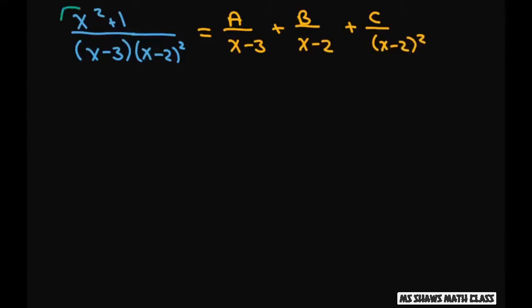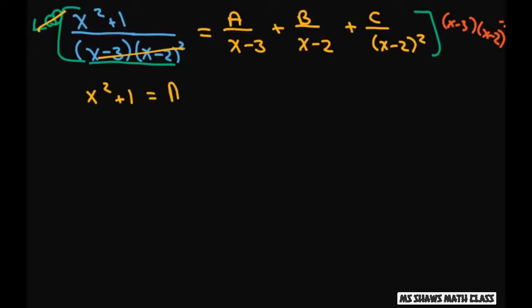When you eliminate the fractions, you multiply by your least common denominator, which is x minus 3 times x minus 2 squared. What happens here is these two cancel, so you get x squared plus 1 equals A, since we already have this, that will cancel, times x minus 2 squared.